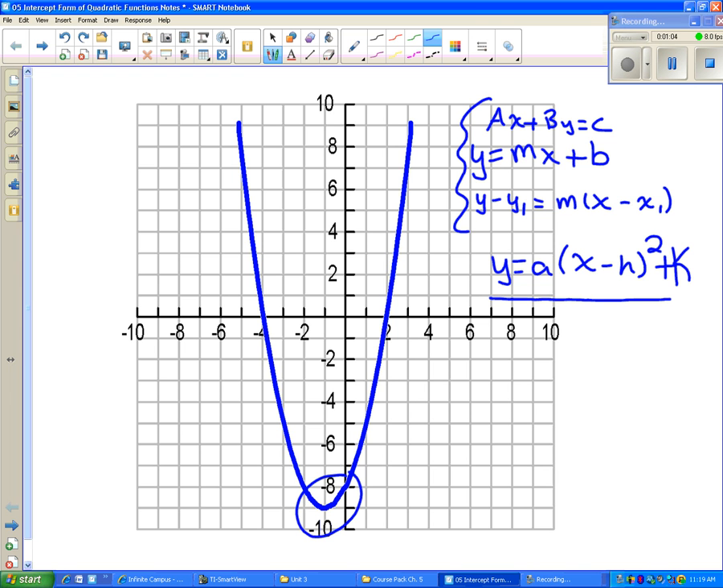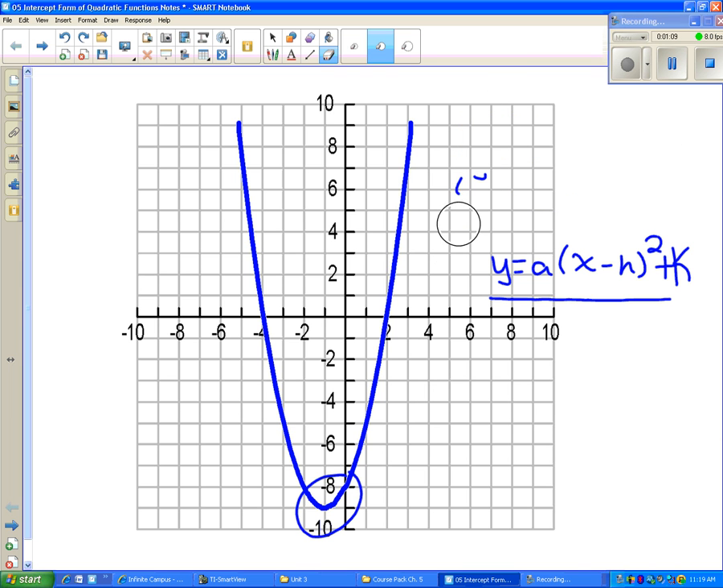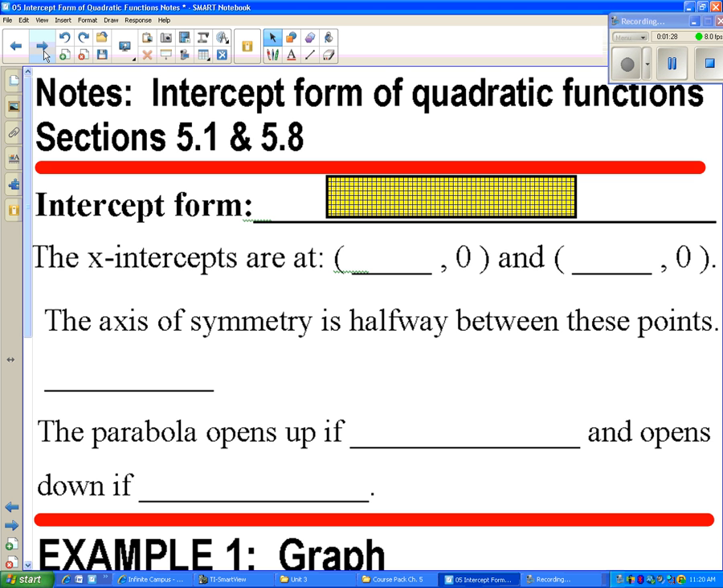Today we're going to talk about another way of graphing. How about a quadratic equation? We've done vertex form. Today we're going to talk about what is called intercept form. I'm going to find my x-intercepts, and from my x-intercepts I can write an equation. So let's see how this works.